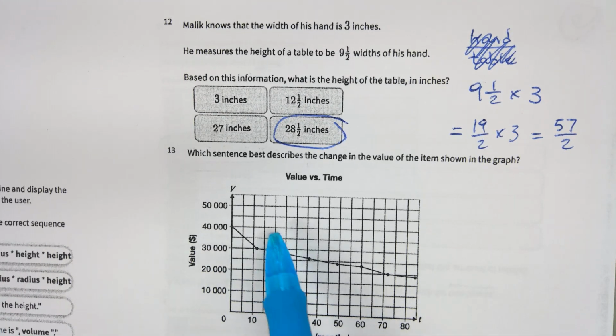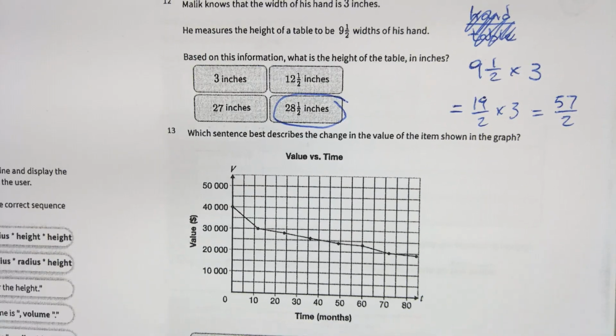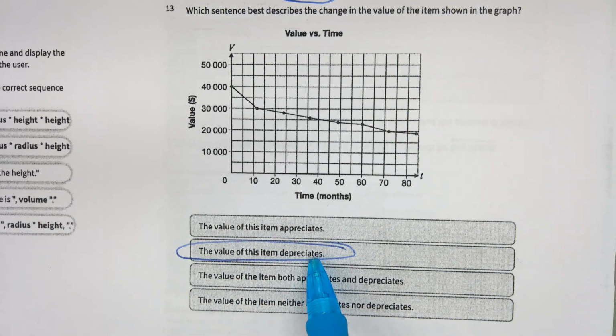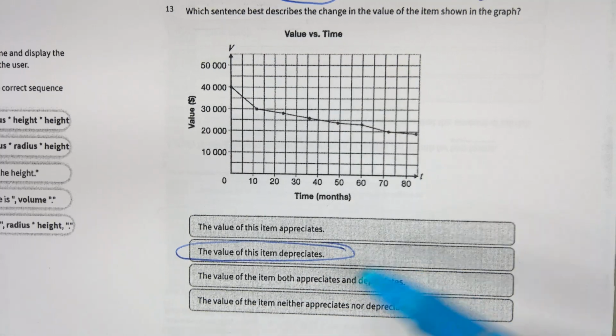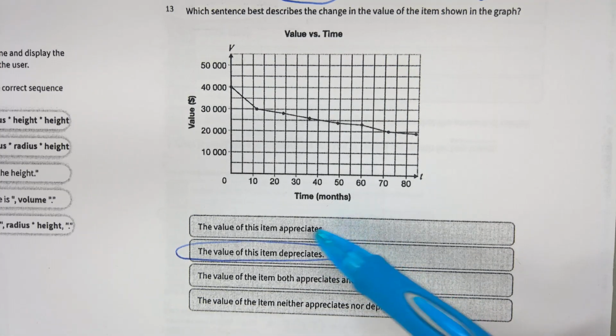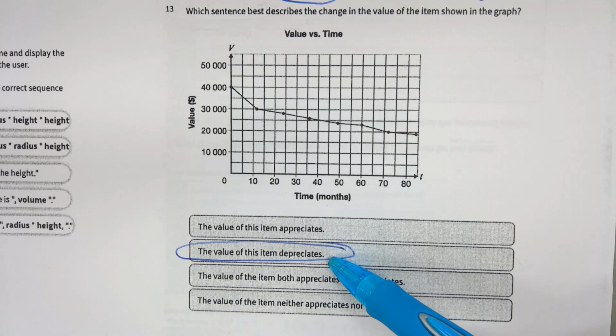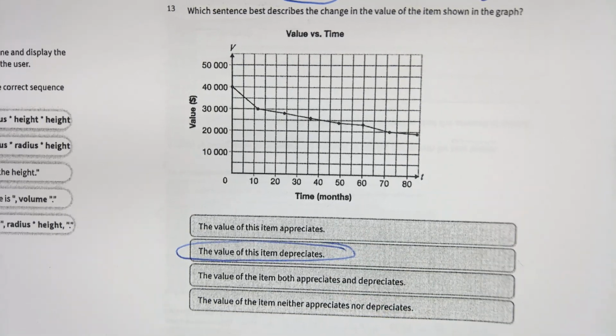Hey, what is the trend of this graph? Down. So what's another word for down? Decreasing. Depreciation. That's all it is. All they want you to know is the difference between appreciation going up, depreciation going down. That's all.